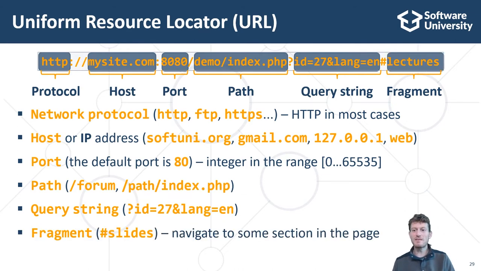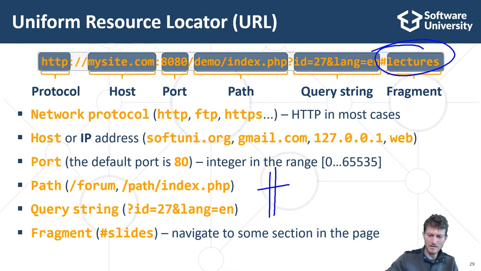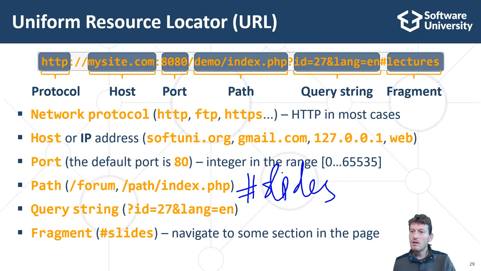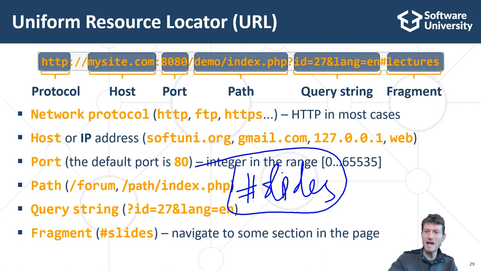The fragment part is the last part of the URL, which is optional. It falls after the #. For example, the URL can end by #suites, which instructs the web browser to navigate to the section suites in the requested document after it is displayed in the browser.